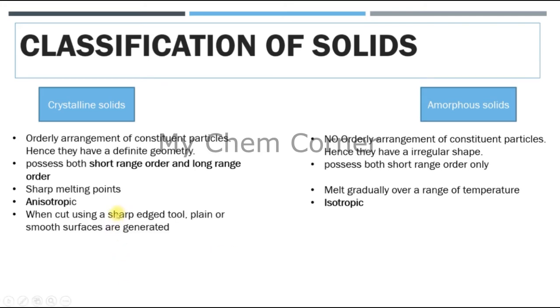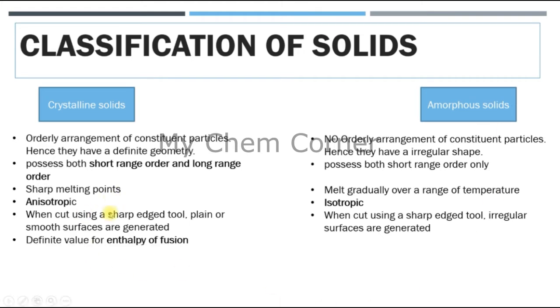Now the next one is, say I'm taking a crystalline solid and I want to cut it. Because they have a consistent arrangement of particles, they have both short and long range order. No matter how I cut it, it's going to give me a smooth surface. But the same thing when I do it with an amorphous solid, it's going to give me an irregular surface because there is no orderly arrangement of particles at all. So when I cut it, it's going to give me an irregular pattern.